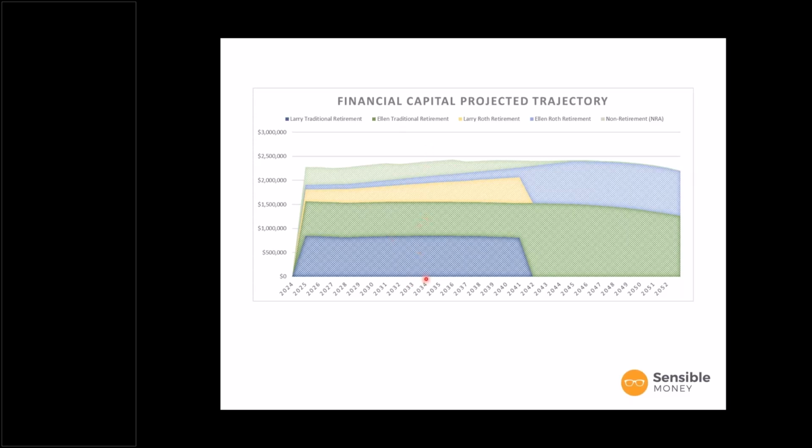The color codes are how much they have in various accounts. For example, if Larry's Roth account suddenly disappears, what happens is it all passes on to Ellen. So it doesn't actually just disappear. It just rolls into Ellen's Roth here. This yellow becomes the blue. But this looks like a pretty solid plan.